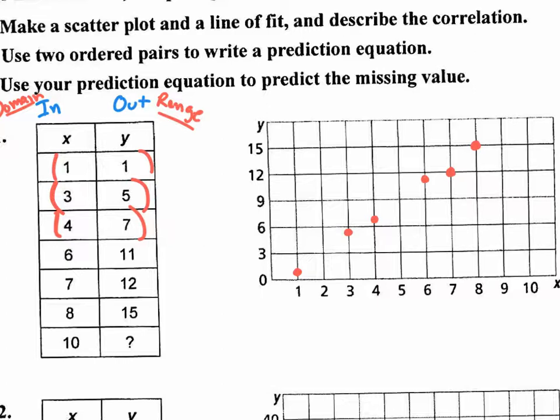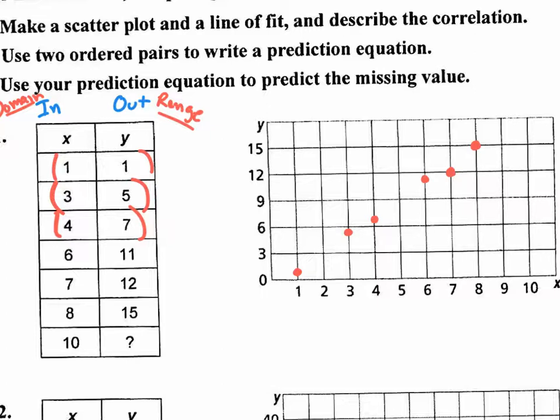So I just plotted 7, 12. That works out nicely because 12 is the actual Y value right there on the Y-axis. And then 8, 15 is right there. So hopefully you guys graph that. This last one, 10 question mark, we can't graph that yet. We will graph it later.